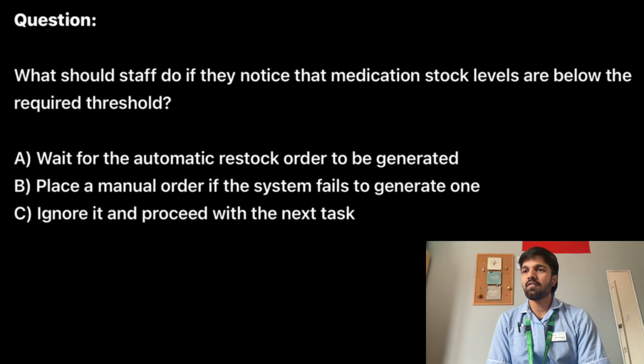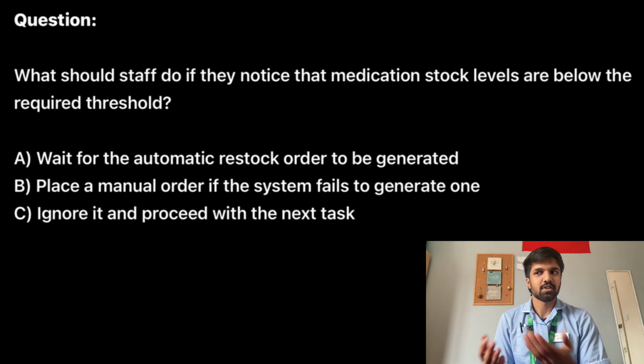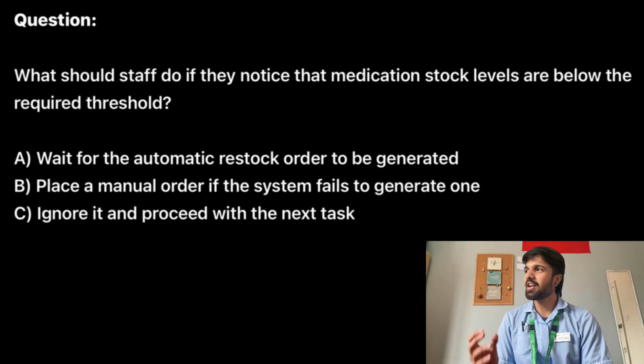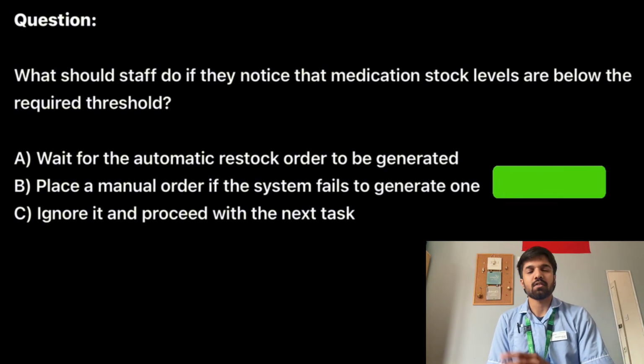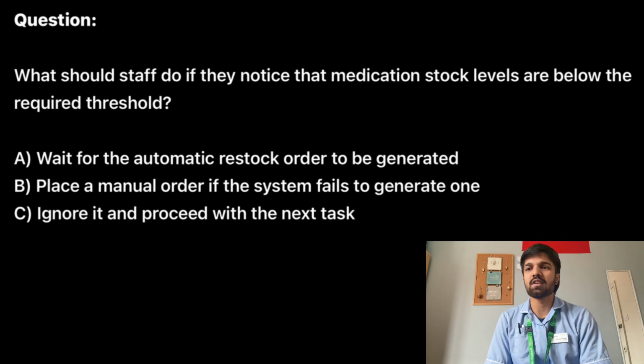Option A, wait for the automatic restock order to be generated. Delete it. Option B, place a manual order if the system fails to generate one. Okay, we'll keep it aside. Option C, ignore it and proceed with the next task. So you find medication is low, that's not my task, I'll move on to the next job. I've got cannulation, medications, many things, I don't care. No, that is not the right thing. So we eliminate option C and option A. So we are left with option B, place a manual order if the system fails to generate one.